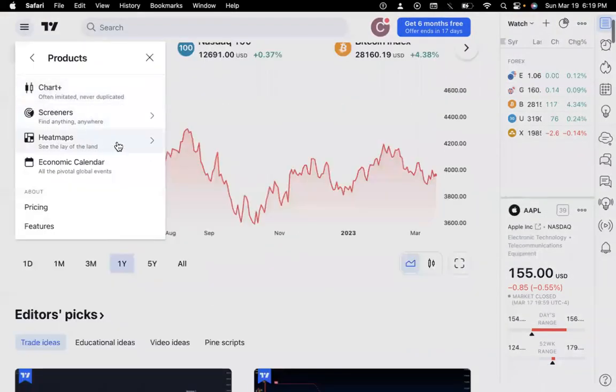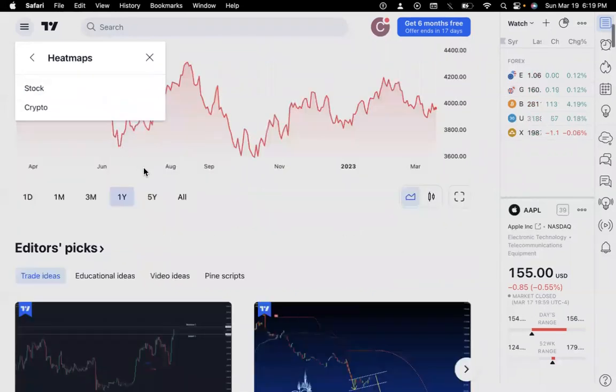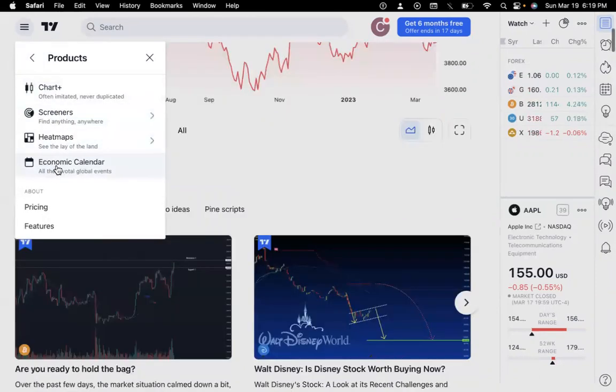So the next product is a heat map, which is pretty much the same exact thing, but it's only for stocks and cryptos, right? You don't have the option to look at Forex with heat maps. And then you also have the economic calendar.